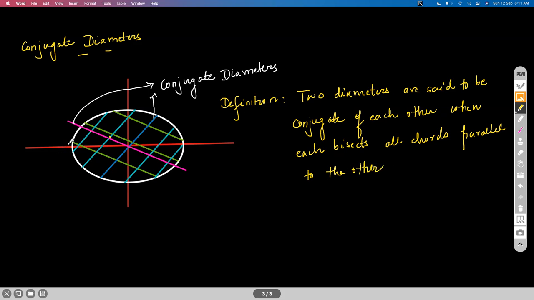Now you can see that the pink diameter will bisect all the chords which are parallel to the blue one, and blue will bisect all the chords which are parallel to the pink one. As you can see, the green ones are parallel to the pink one, and these are all parallel to the blue one. I'm showing them with double arrows so that you can understand. Now I have a small question for you all. First, note down, and in case of any concern related to the definition, do let me know. Two diameters are said to be conjugate of each other when each bisects all chords parallel to the other.